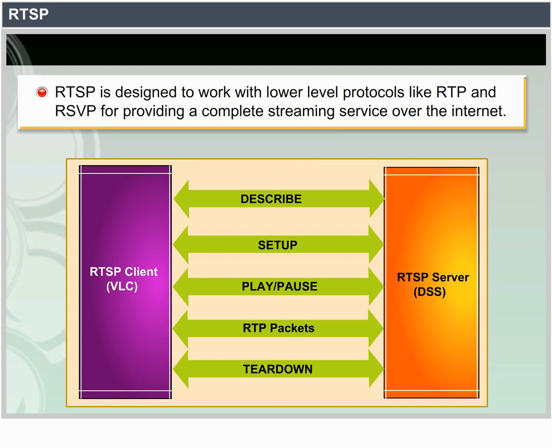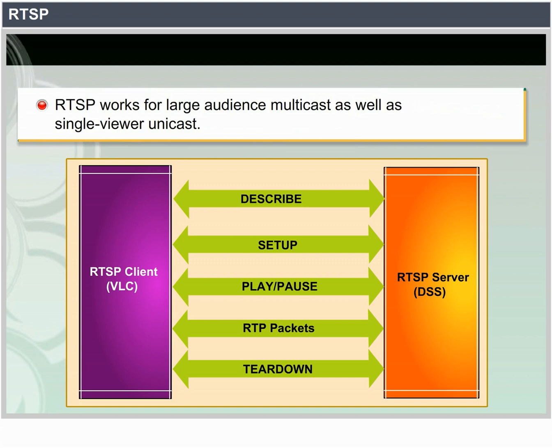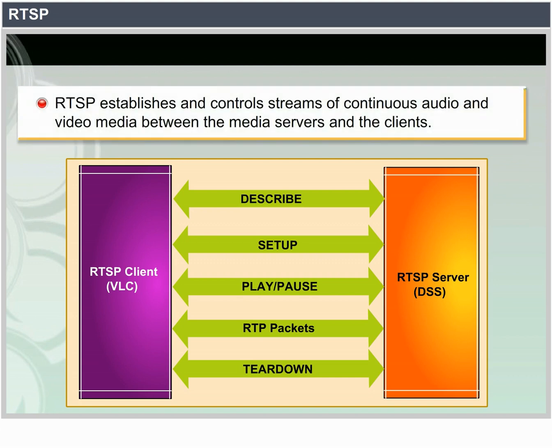RTSP is designed to work with lower level protocols like RTP and RSVP to provide a complete streaming service over the internet. The RTSP messages are sent out of band of the media stream. RTSP works for large audience multicast as well as single viewer unicast. RTSP establishes and controls streams of continuous audio and video media between the media servers and the clients.